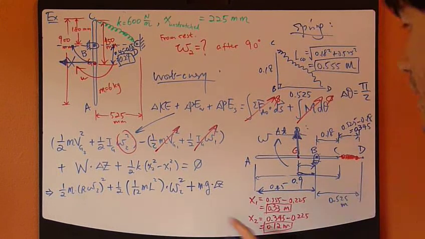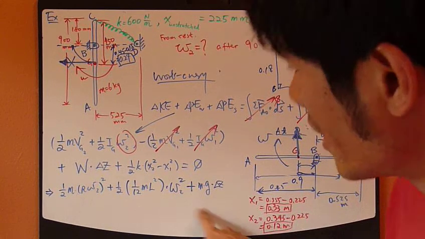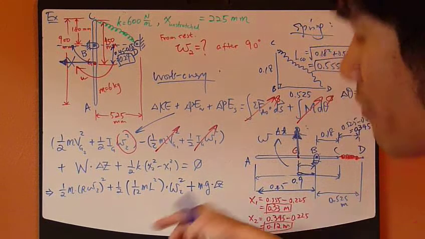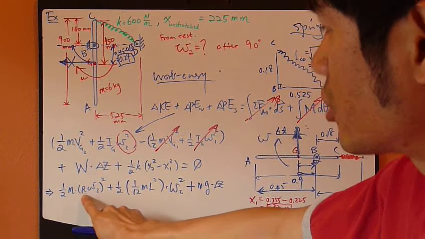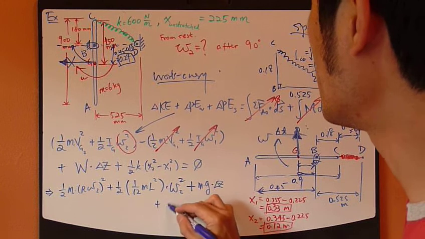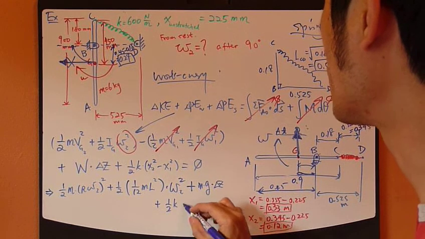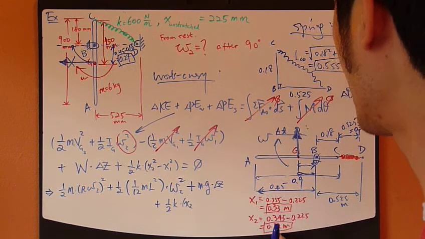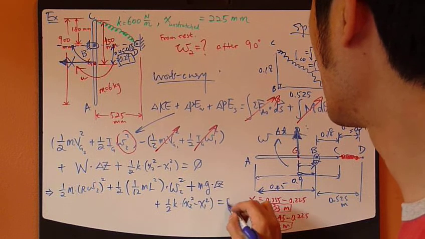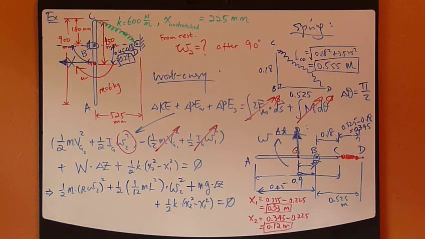Just notice that I haven't plugged in the numbers. I want to simplify and bring in all the individual terms before I actually plug in each of the individual numbers. And then the spring term, 1/2 k, which is given, x2 squared down here, and x1 squared down there, which is 0.